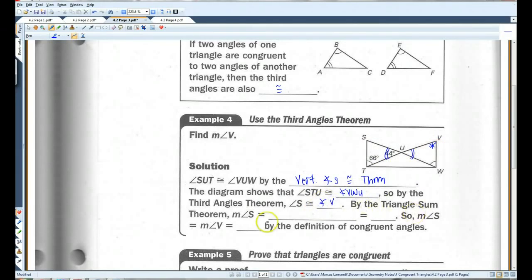By the triangle sum theorem, the measure of angle S equals 180 degrees minus 66 minus 44. And you know what I'm going to do? I'm just going to do these one at a time. That's 114 minus 44, that's 70.